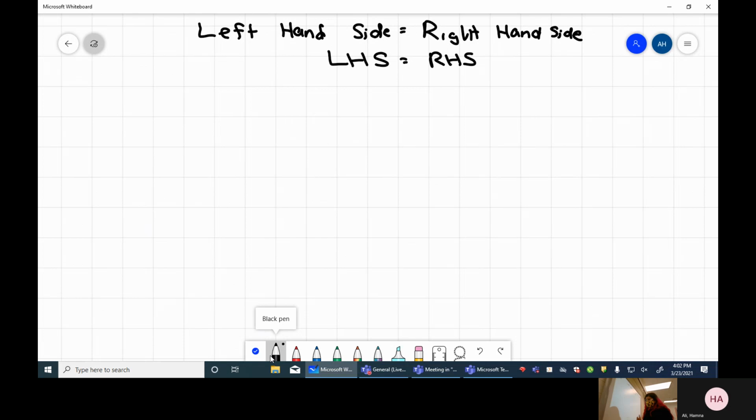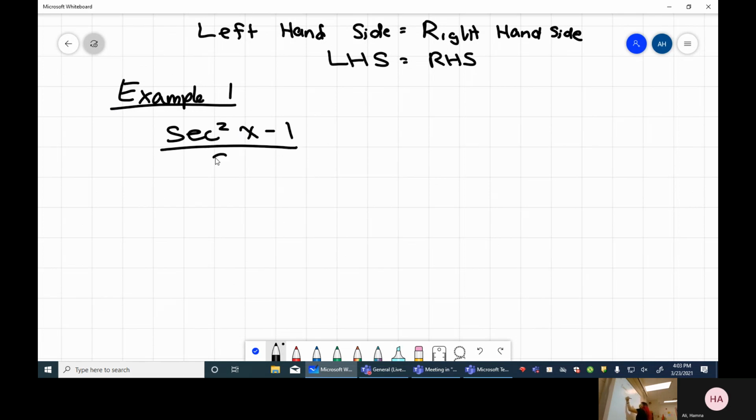I think the best way to get into these is examples, because we can look at the trig identities all day, but until we actually start verifying them in practice, it's a little hard to see. Let's look at one example, and this is in your textbook, so if you need to reference it on the Canvas resources page, you can. Let's start with secant squared of x minus 1 all over secant squared of x, and that's going to be equal to sine squared of x. And so we have our left-hand side and our right-hand side.